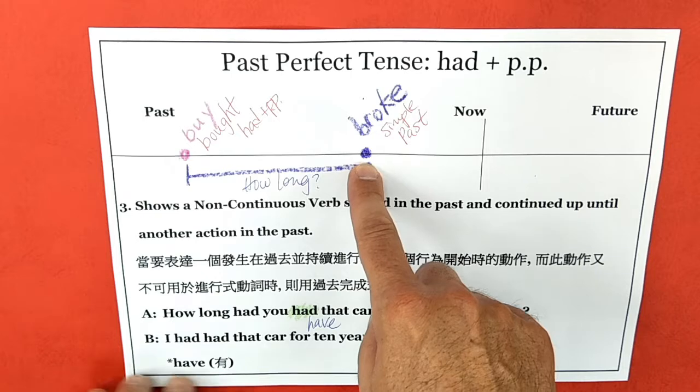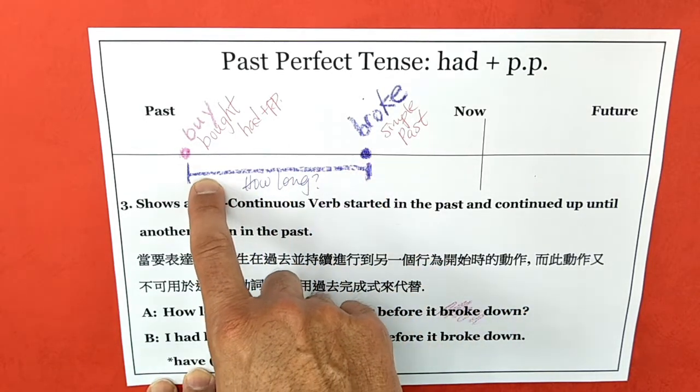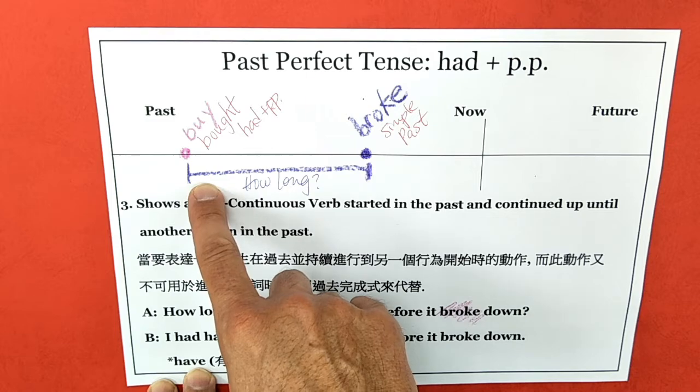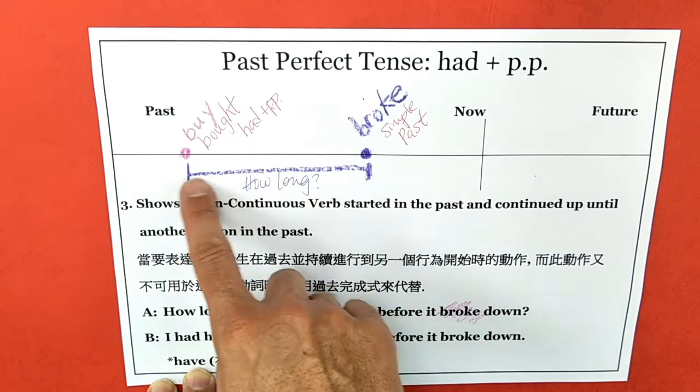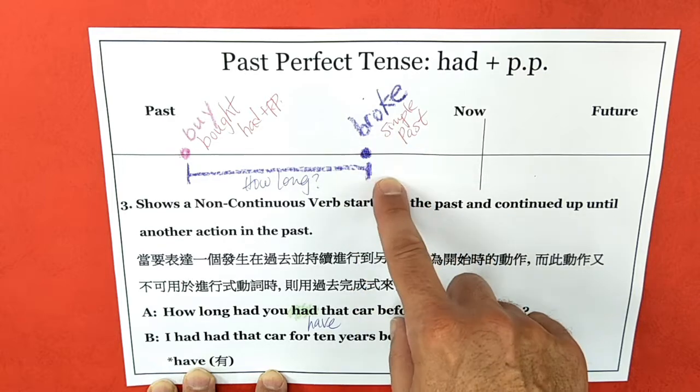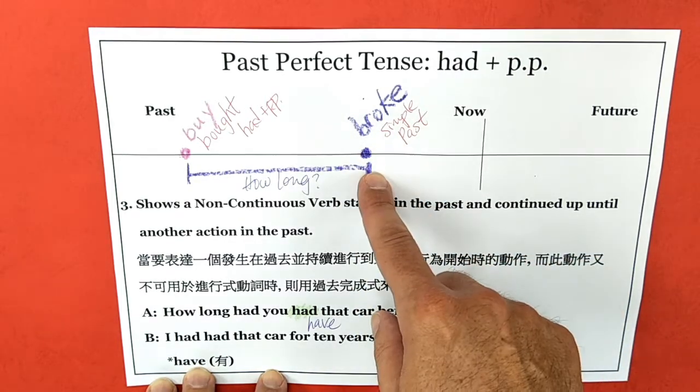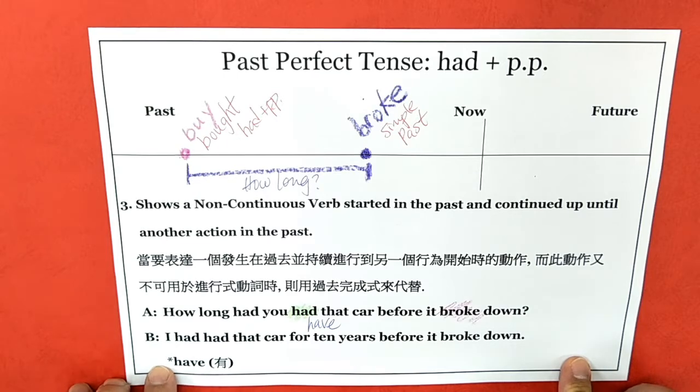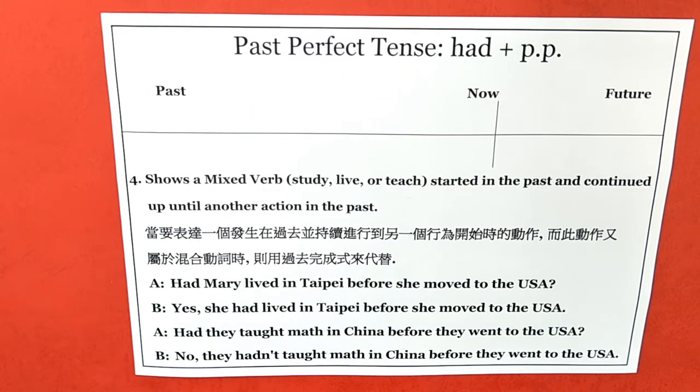We have two actions. The first action is non-continuous, having a car, and it goes up to a certain point. It's still in the past, but it's in this future. All right, okay, again, past perfect tense, had plus PP. Okay, now, we talked about mixed verbs before. These verbs can be used with different tenses that have the same meaning.